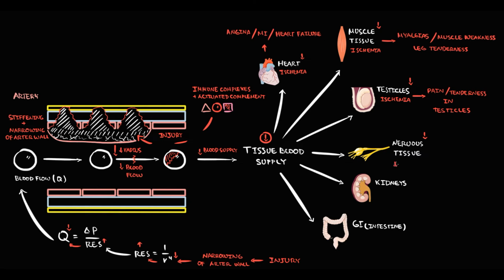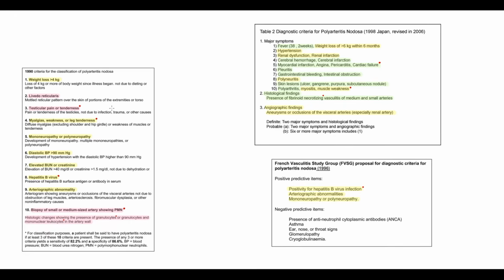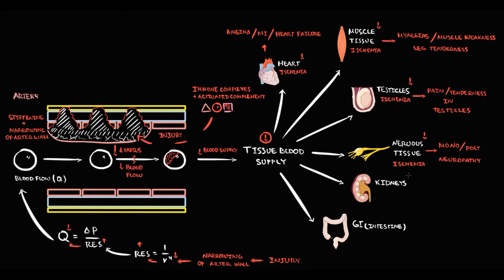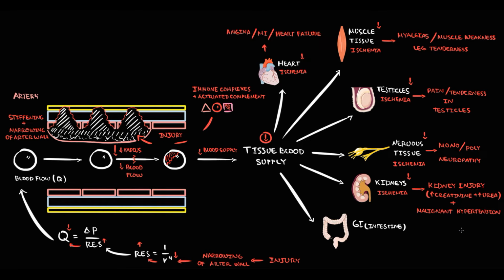Decrease in blood supply to nervous tissue causes nervous tissue ischemia, which manifests as mono or polyneuropathy. And neural tissue involvement is such a common feature of Polyarteritis Nodosa that it's present in every guideline among the diagnostic criteria. Decrease in blood supply to kidney tissue causes kidney tissue ischemia, which manifests as kidney injury. And as we know, kidney injury causes increase in blood creatinine level, increase in blood urea level, and also it leads to a malignant hypertension.